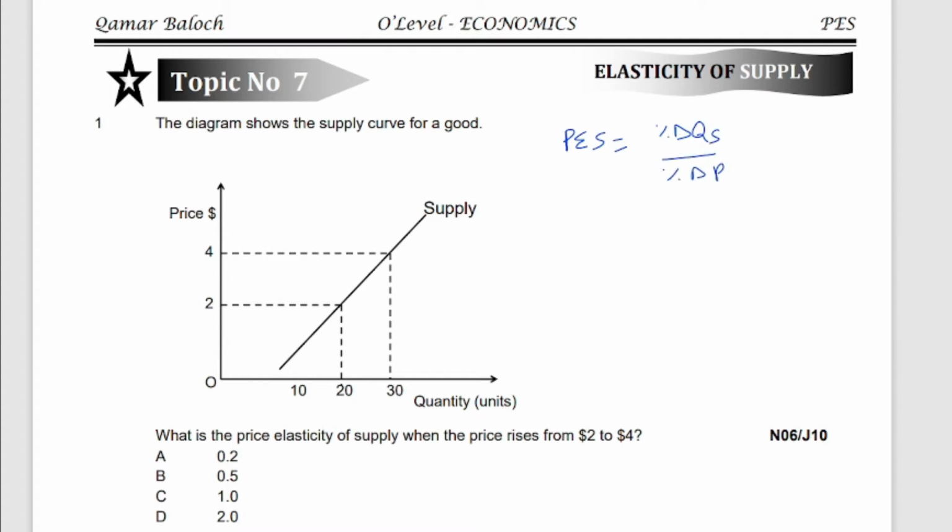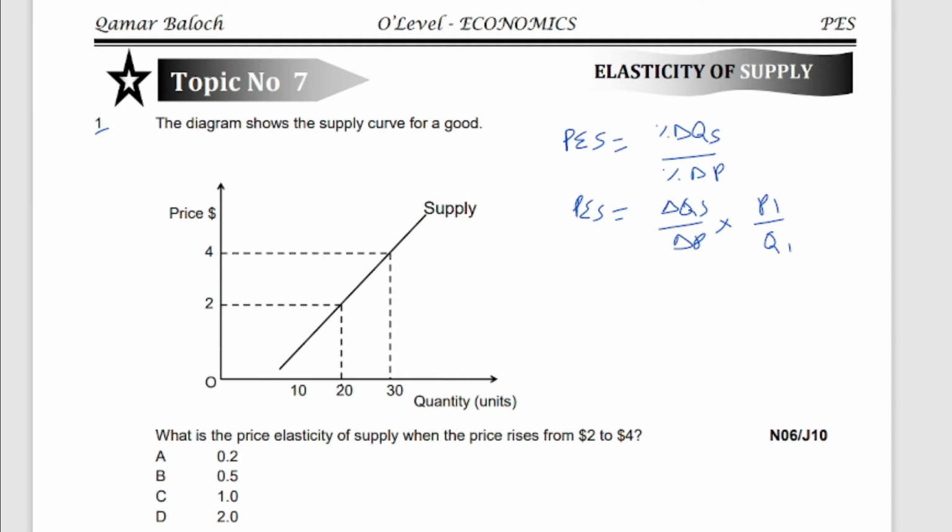The delta sign basically shows change, and we have another formula for this, that is PES is equal to change in quantity supplied over change in price, multiplied by P1 over Q1. And now we can find the answer for question number 1.